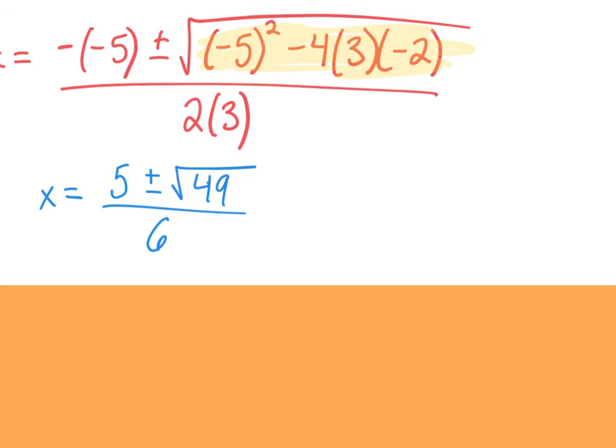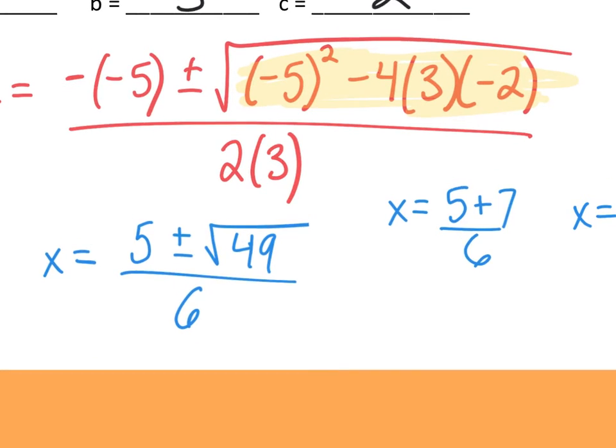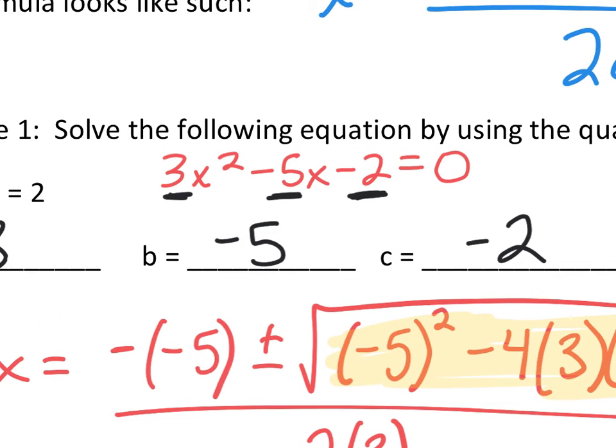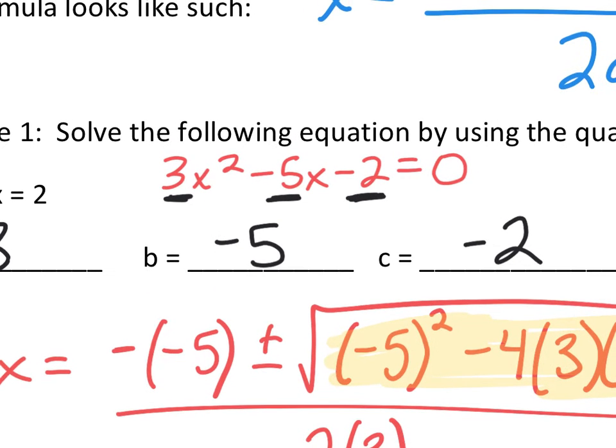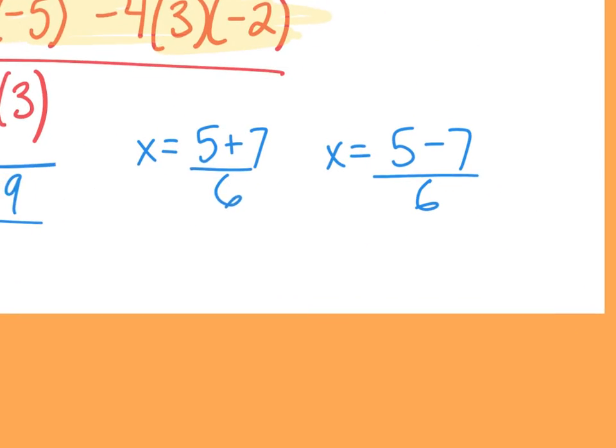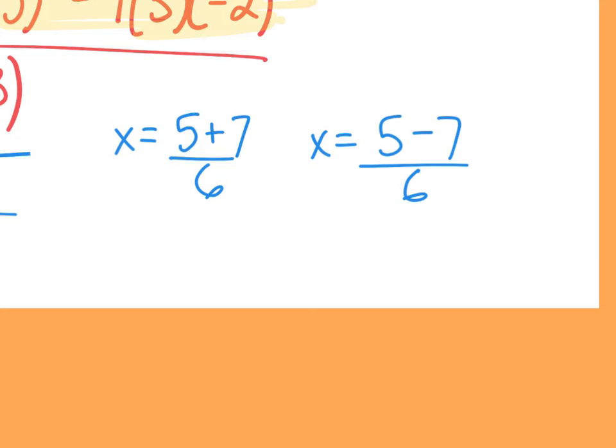So here's what my two answers are. X is going to equal 5 plus 7 divided by 6, and x is going to equal 5 minus 7 divided by 6. That's what a plus minus sign does. It's telling you you've got two answers, which makes sense because I know my exponent in the original problem was x squared, my highest one, which tells me there's going to be two answers. So anytime you're using the quadratic formula, you should always have two answers. Okay, now we just simplify this.